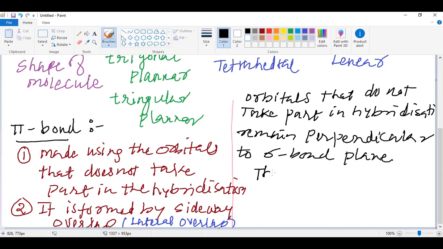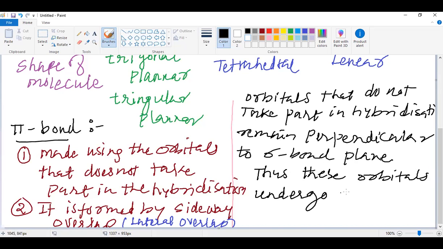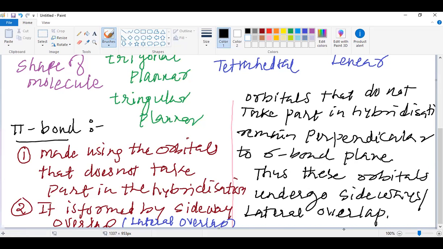Thus, these orbitals undergo sideways or lateral overlap. This is how, my dear students, we understand the formation of the pi bond.